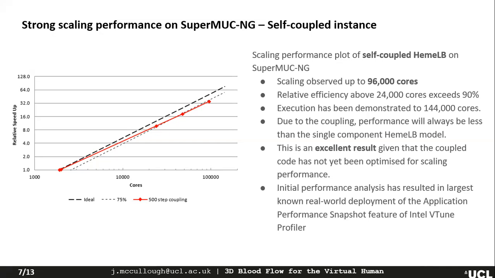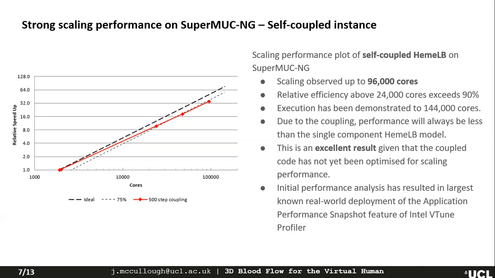We have also had execution up to 144,000 cores, so almost half machine scale, but didn't quite see the same scaling performance beyond that. These are things that can be further improved, and something we hope to again do with the POP Center of Excellence in the future. An extra point that comes out of this is that, being a coupled model, we do expect there to be lesser performance than the single component code, because you have that communication between the codes.